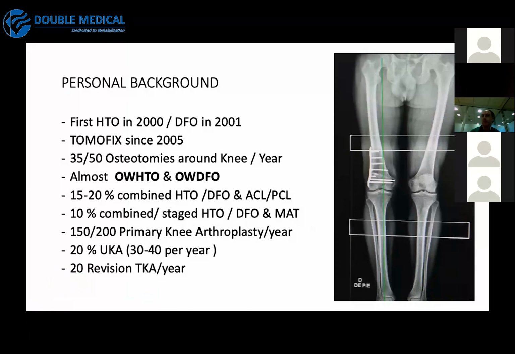This is my personal background. I started with HTOs and DFOs in early 2000. I used Tomofix plates since 2005. In the previous time, I used the AO plates. I never used a full plate.